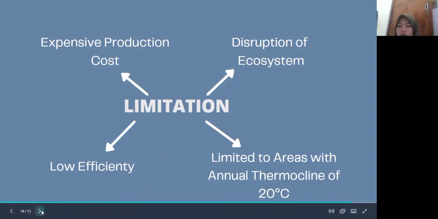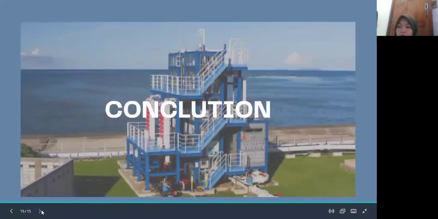The next topic is the conclusion presented by Rayhan.